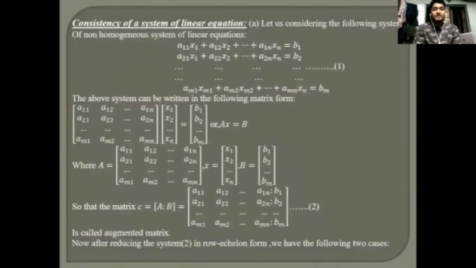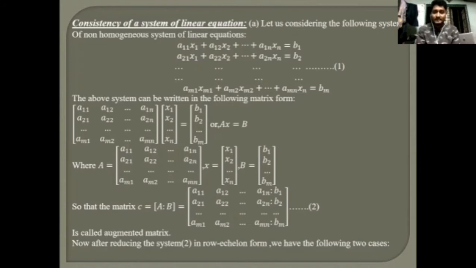Firstly, I describe consistency of a system of linear equations. Let us consider the following non-homogeneous system of linear equations: a11 x1 plus a12 x2 plus dot dot dot plus a1n xn equals b1, and so on, until the last equation am1 x1 plus am2 x2 plus dot dot dot plus amn xn equals bm. The above system can be written in the following matrix form. That means the consistency of linear equations can be written in matrix form.